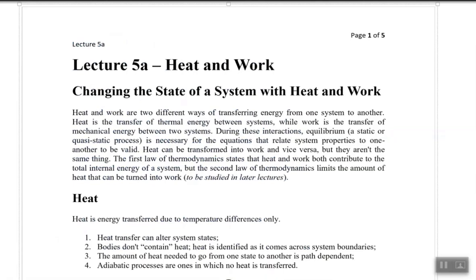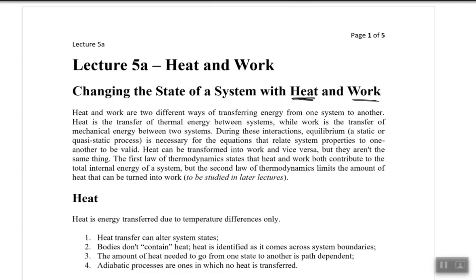Now the question would arise: if we are saying changing the state of the system, how do we change the state of the system? The change in the state of the system is with the help of energy, which would be in the form of heat or work. So there are two different kinds of energy, one would be heat energy and one would be work energy. So heat and work are two different ways of transferring energy from one system to another.